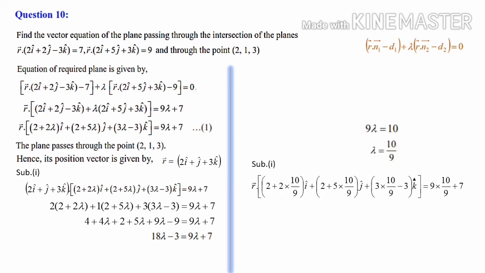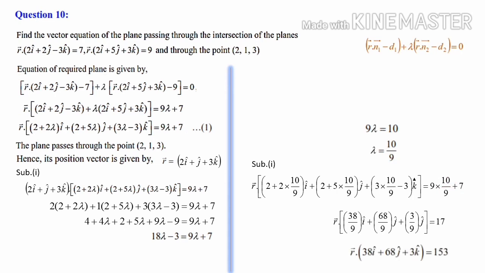As before, let's substitute it in equation number 1. That is r dot (2 + 2 lambda): we replace lambda with 10 by 9, into i cap, plus (2 + 5 lambda) with lambda replaced by 10 by 9 into j cap, plus (3 lambda - 3), that is 3 into lambda value 10 by 9 minus 3, into k cap. It is equal to 9 lambda + 7. Again lambda is replaced: 9 into 10 by 9 plus 7.